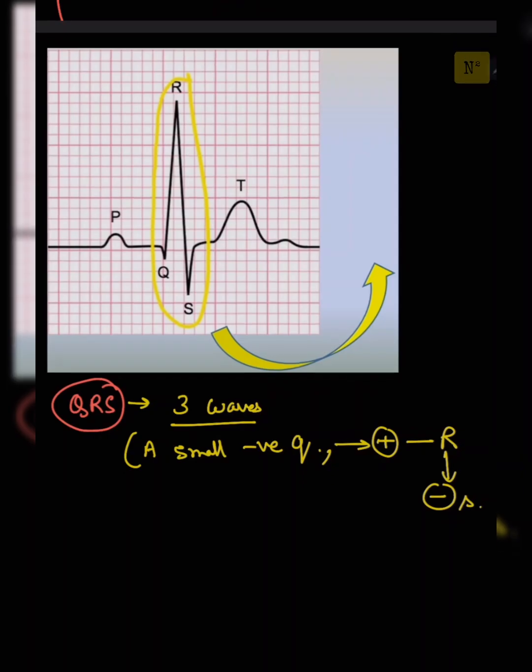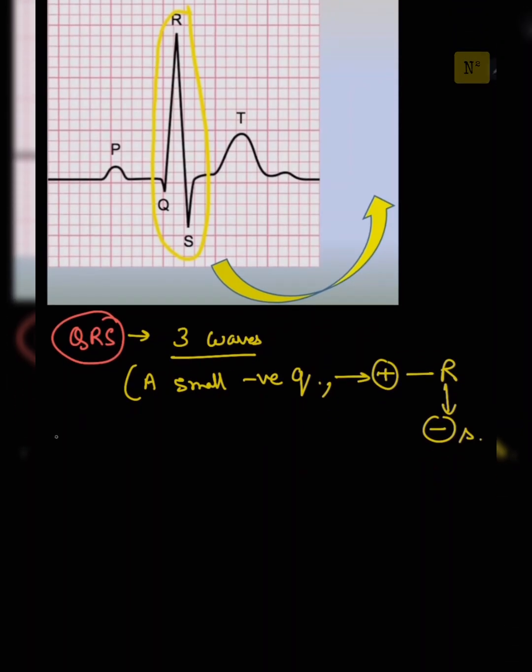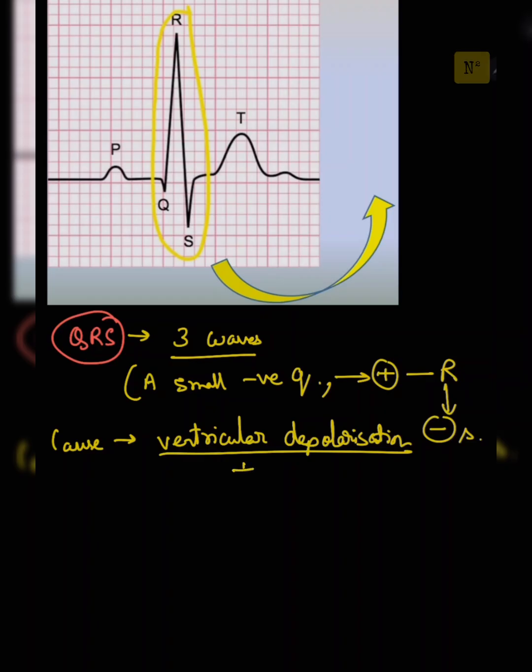The cause of this QRS complex, or the physiological significance of this, is that it depicts the ventricular depolarization. Not only this, it also depicts the atrial repolarization.